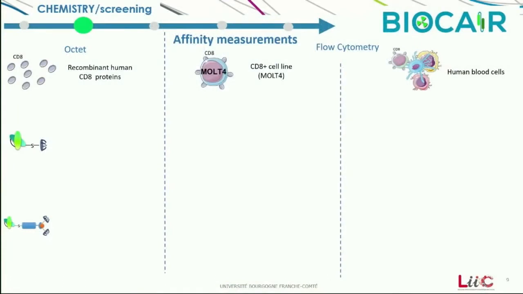We had different technology to screen it, to decide which one was the best, and if we improve by using the tetrazine platform, if we improve our fragments. We use the recombinant, we use the Octet technology, which helps us to determine the affinity on a recombinant protein. And then we use flow cytometry to validate the affinity on CD8 cells or T cells or on human blood cells. And the affinity was more or less in the same range on the recombinant protein.